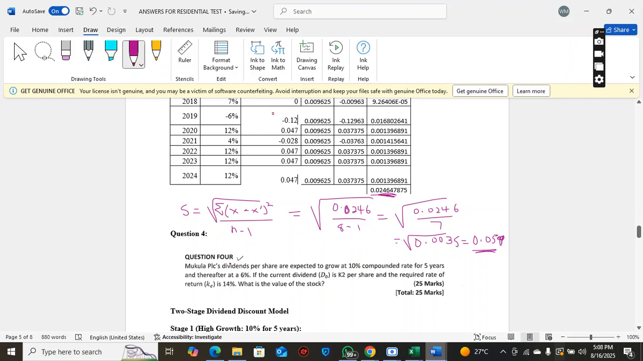Mukula PLC's dividends per share are expected to grow at 10% compounded rate for 5 years and thereafter at a 6% rate. If the current dividend D0 is 2 kwacha per share and the required rate of return Ke is 14%, what is the value of the stock?